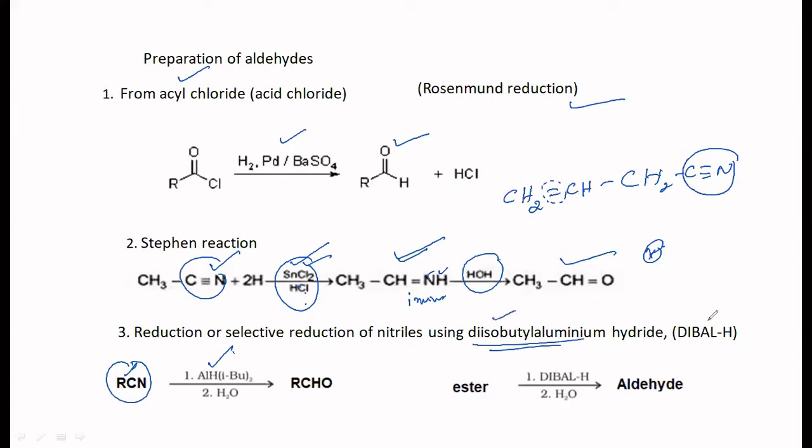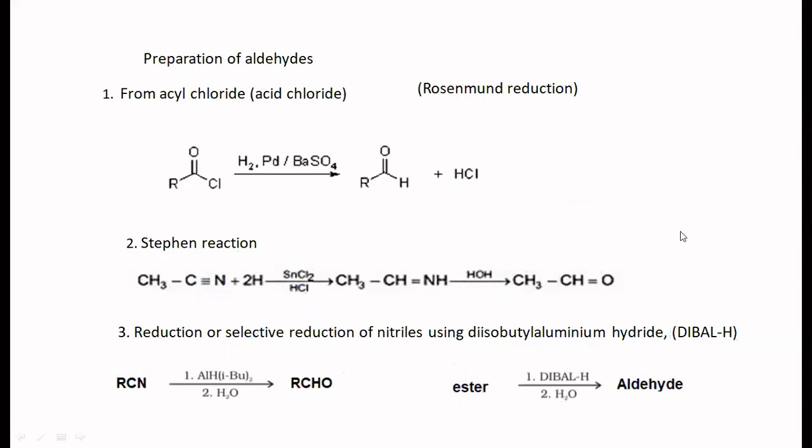They will not give you this name in the exam. They will give you this, DIBAL. So that is the importance of this. And even the ester can be hydrolyzed or reduced to aldehyde by using this diisobutyl aluminium hydride with H2. So these are other methods for the preparation of aldehydes alone.